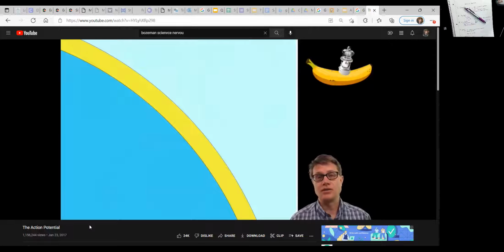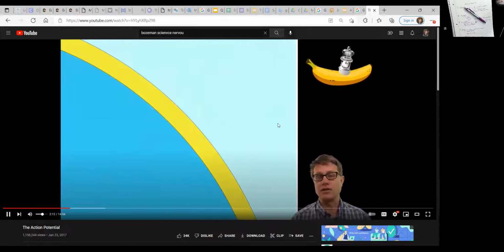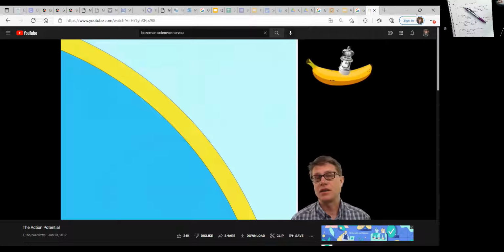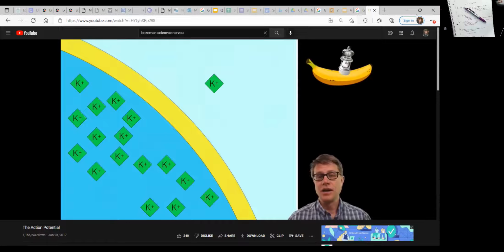Now, I've got a little mnemonic that I use with my students to remember the important ions on either side of that membrane. I say the neuron is like a salty banana. Most people remember that a banana has a high amount of potassium on the inside. Doesn't mean that it doesn't have potassium on the outside. There's just a higher percent of potassium on the inside. There are also going to be negatively charged anions. For example, proteins on the inside of the neuron are going to have a negative charge.